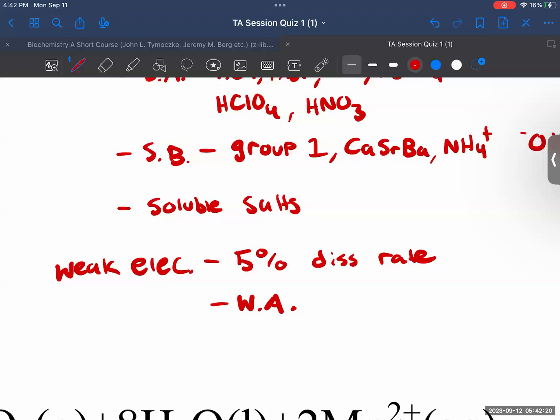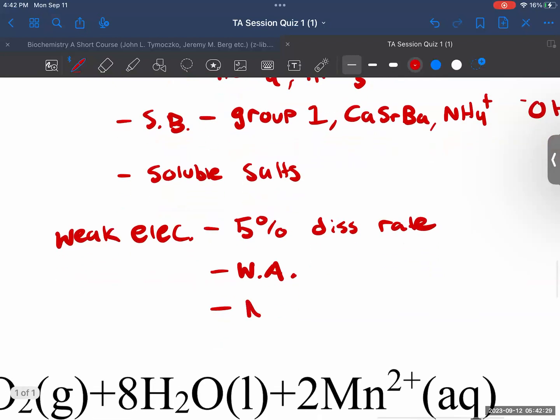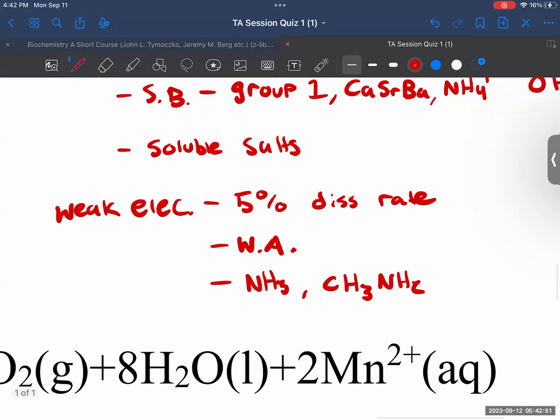And then weak bases. This is typically organic compounds. Something like NH3 is going to be considered a weak base. And methylamine, which maybe you watched Breaking Bad, this is methylamine. Nitrogen-based compounds are going to be weak bases. All right, that's that.